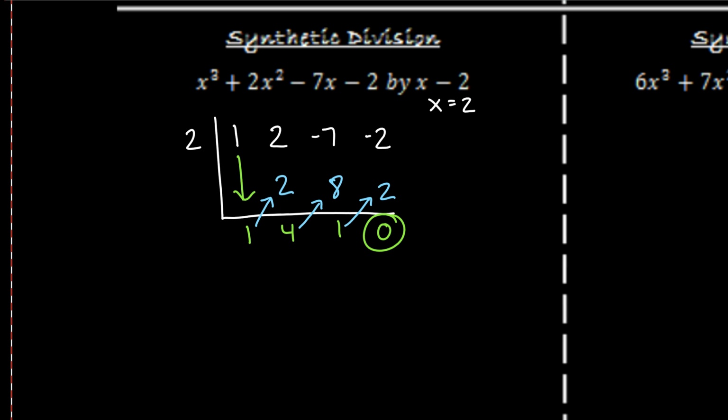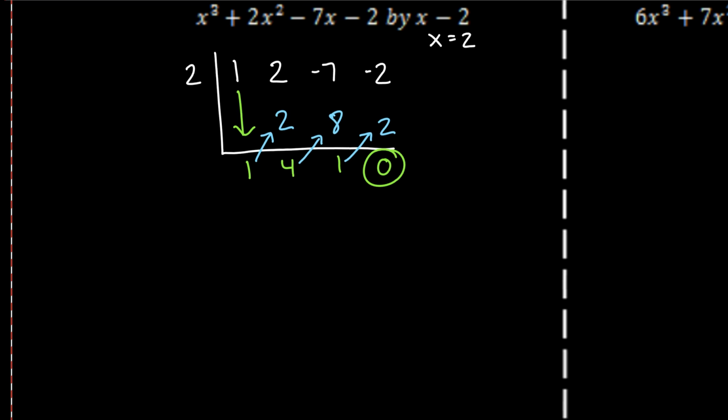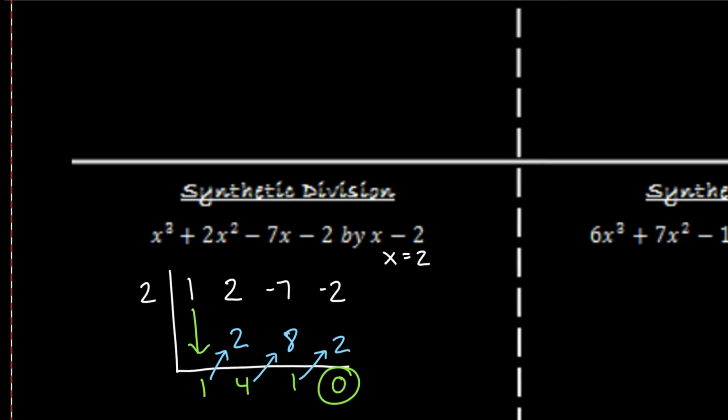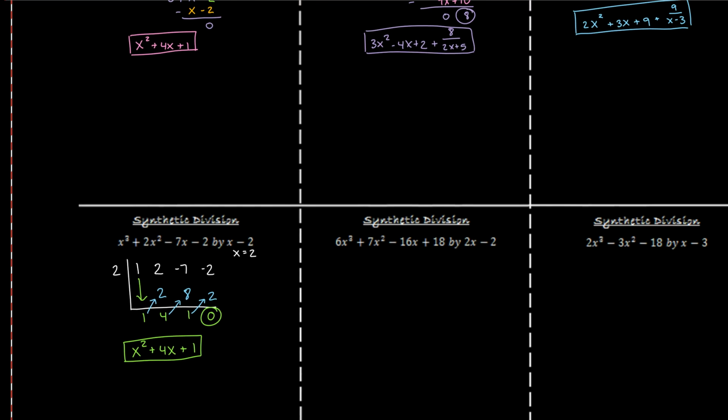So we just divided a single x out of an x to the 3rd power, right? So how many x's should we have? 2 left. So our first term is 1x squared plus 4x plus 1 with no remainder. Is that not what we got above? So easy. That is exactly what we got above.